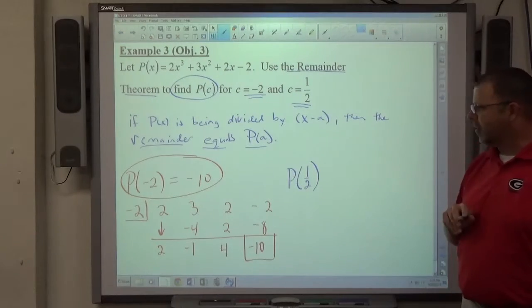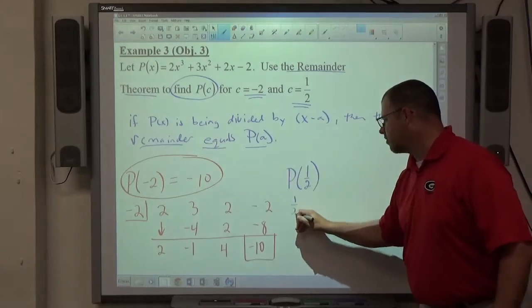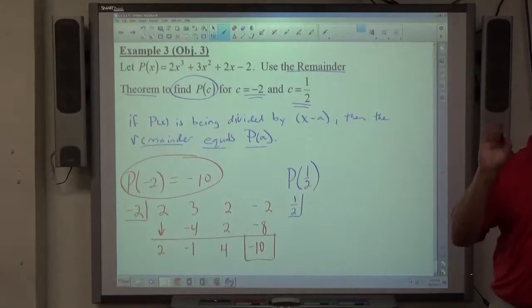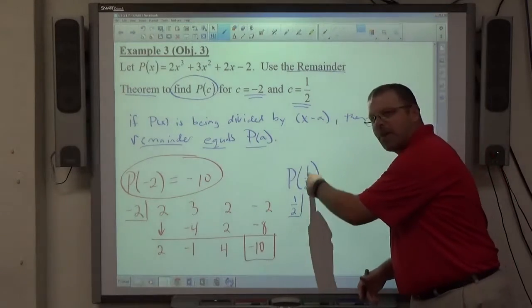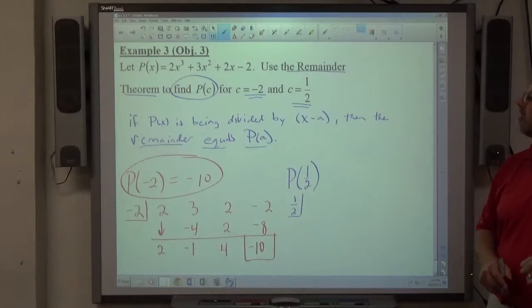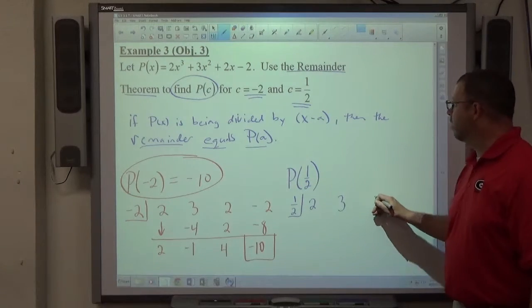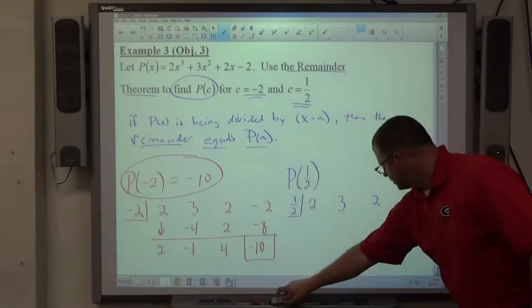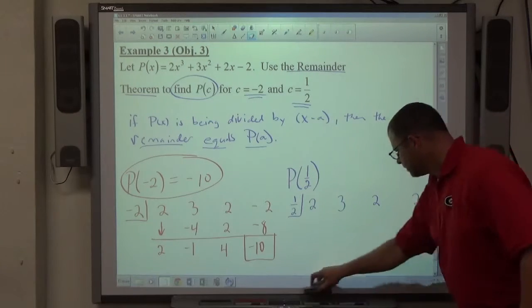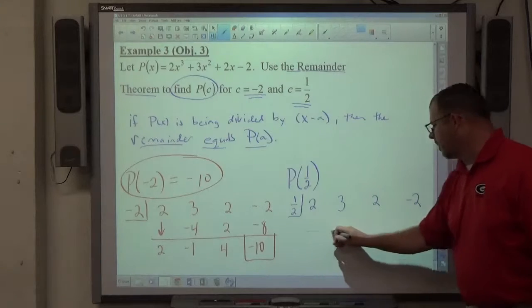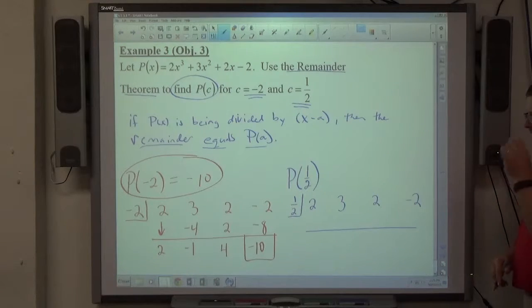Same technique for P of a half. I'm going to put 1/2 in my box over here. Again, I'm trying to evaluate P of a number. The number that I'm evaluating goes in the box. No sign change necessary. The coefficients are 2x cubed, we got 3x squared, we got 2x and negative 2. Again, no powers are missing, so no zeros are necessary.